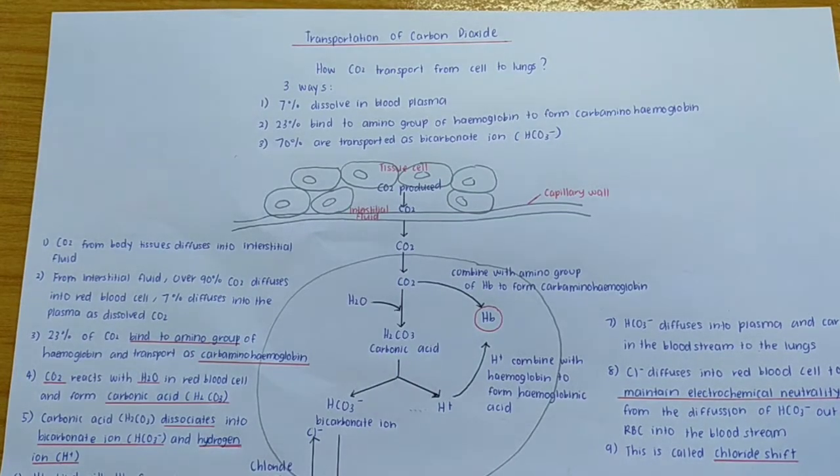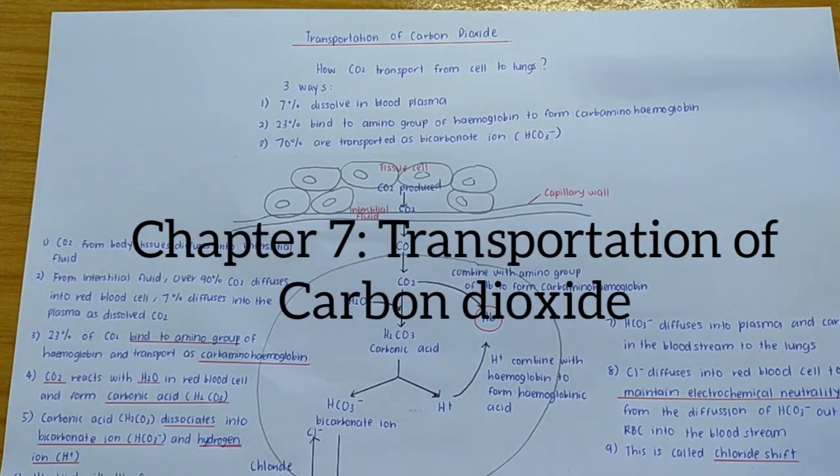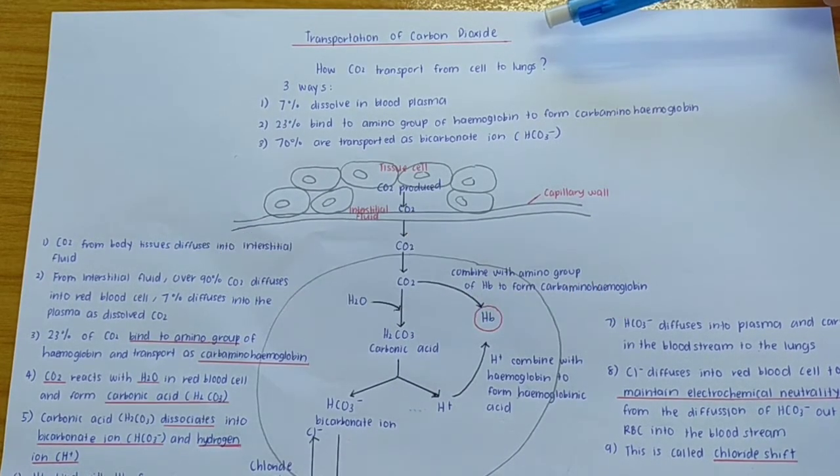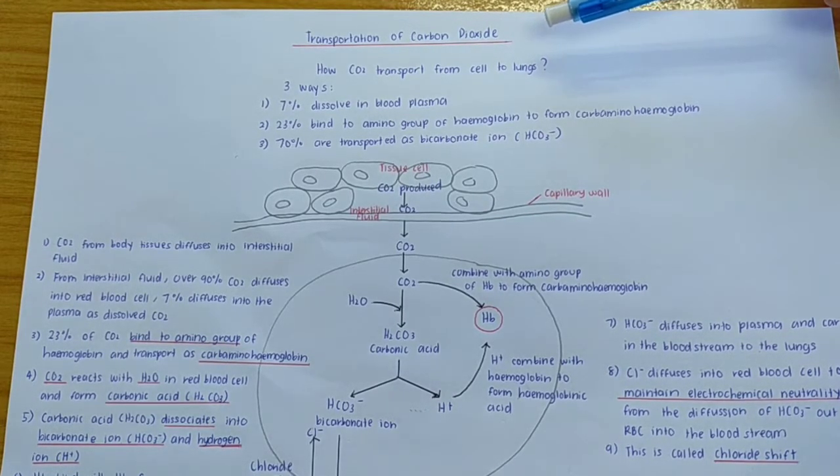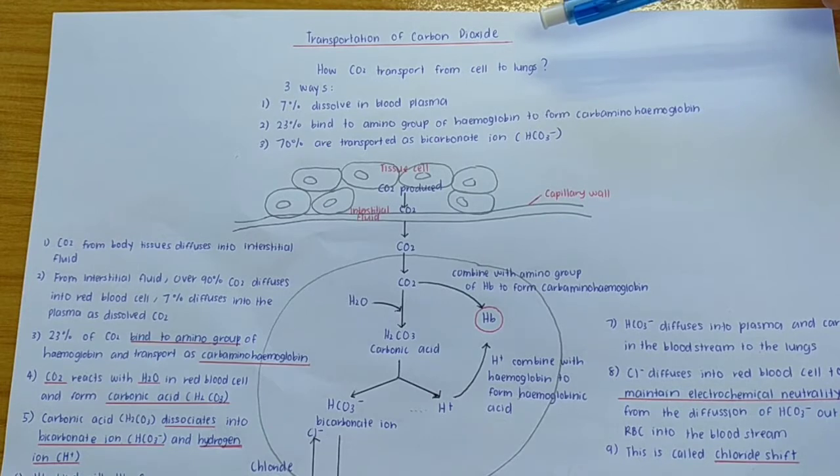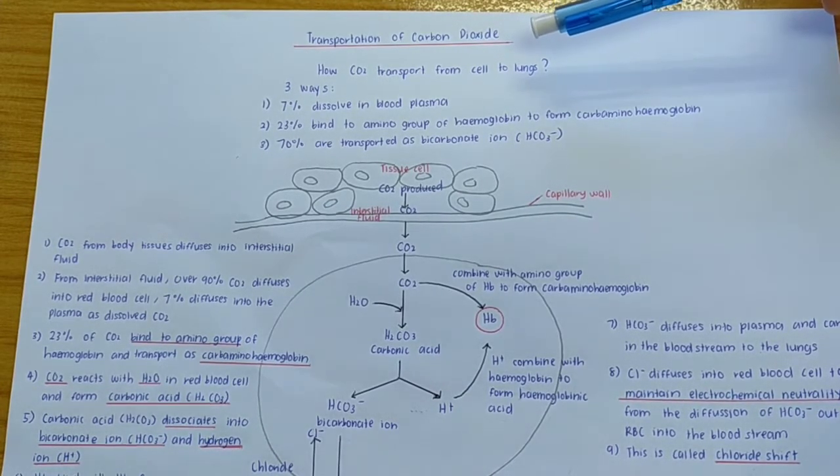Okay, so now we proceed to the transportation of carbon dioxide. So actually, how is carbon dioxide transported from the cell to the lung? When the cell undergoes cellular respiration, it will produce carbon dioxide. So how will this carbon dioxide be transported from the cell, which we call the respiring cell, to the lung?